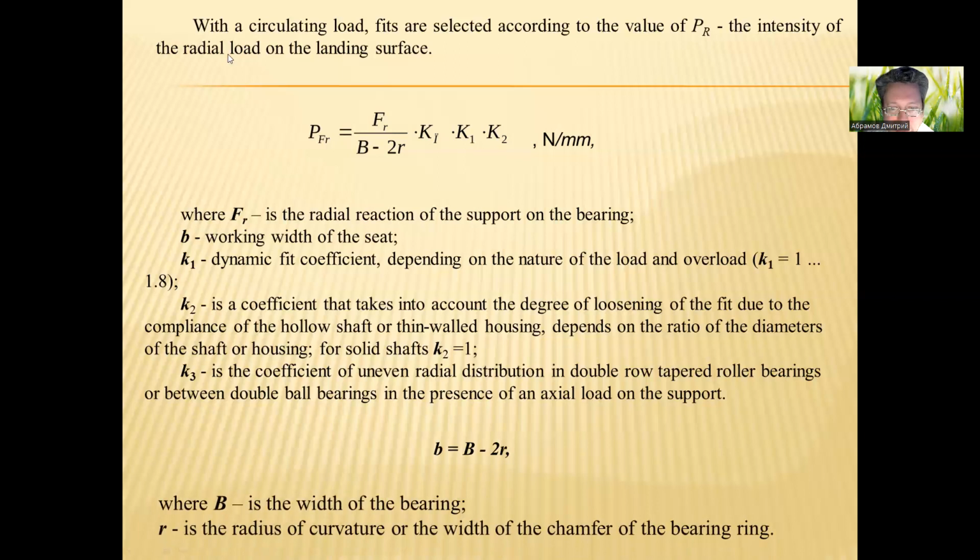B can be calculated by the formula big B minus 2r. Big B is the width of the bearing, and small r is the radius of curvature or the width of the chamfer of the bearing ring.